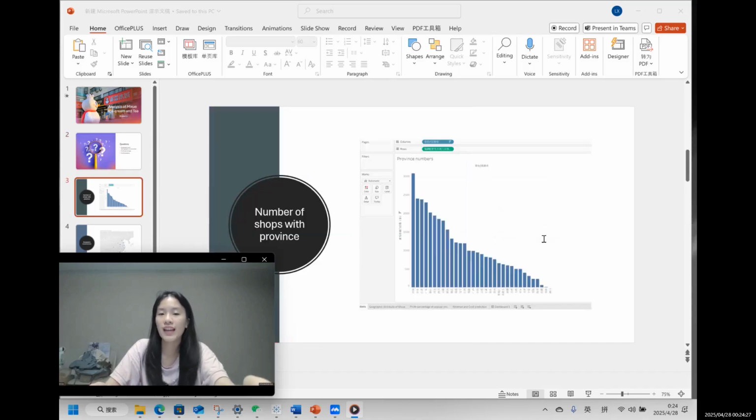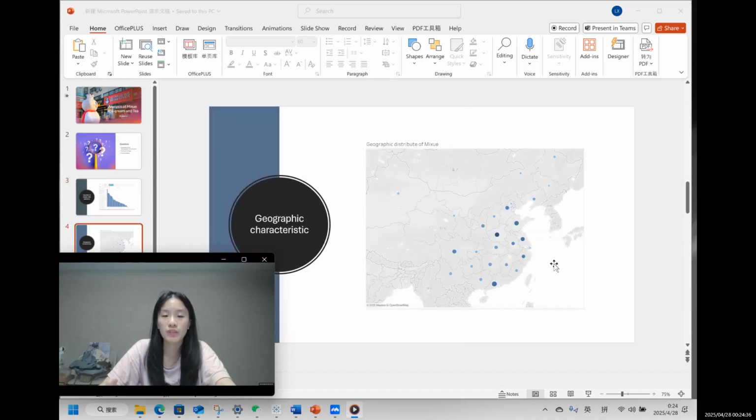Firstly, in my research, I found that people between the ages of 18 to 35 are Mixue's largest audience. So the size of the circle on each province in the chart indicates how many of these people are in this province, per 10,000 people. And also, the darkness of the circle, the dark blue, is positively correlated with the number of stores in that province. The more stores there are, the darker the color will be.